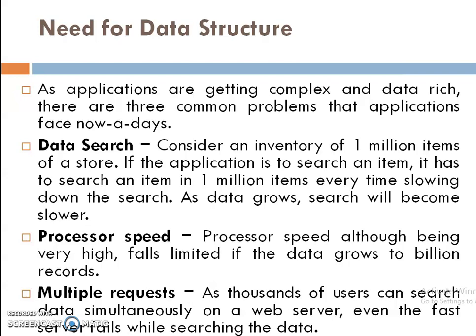First, data speed. Consider an inventory of 1 million items of a store. If the application is to search an item, it has to search through 1 million items every time, slowing down the search. As data grows, search will become slower. Then second problem, processor speed. Processor speed, although being very high, falls short if the data grows to 8 million records.